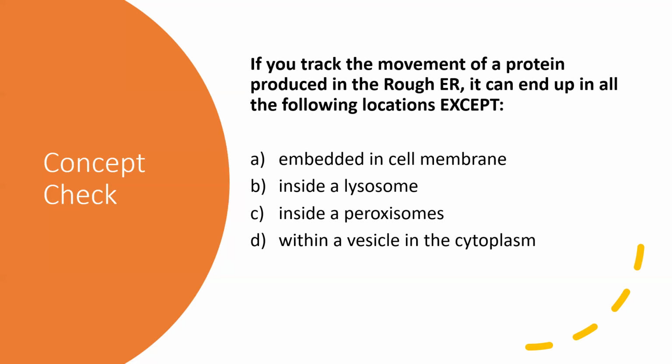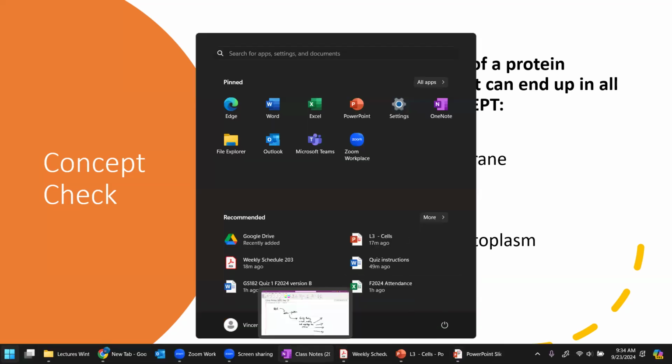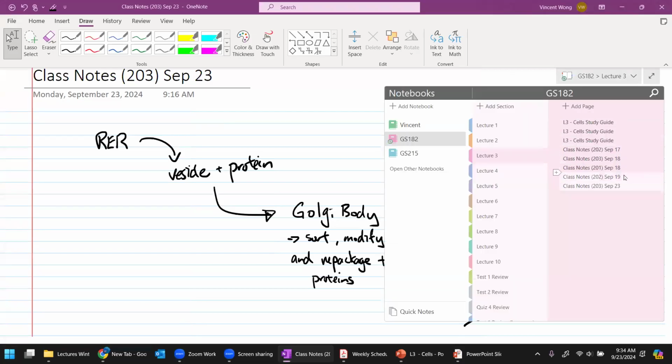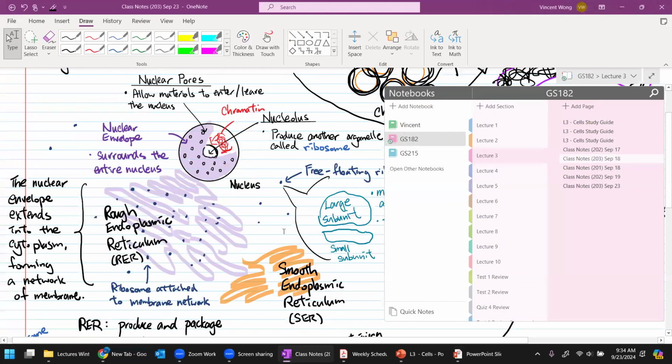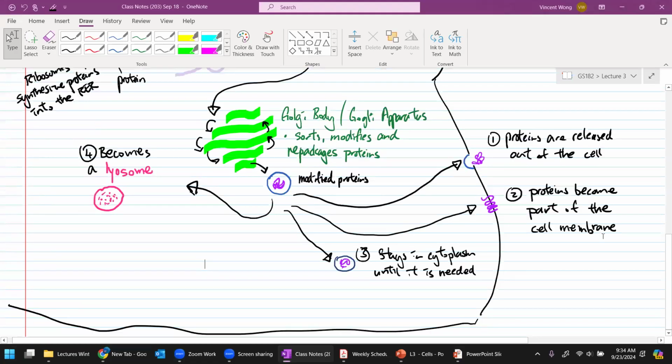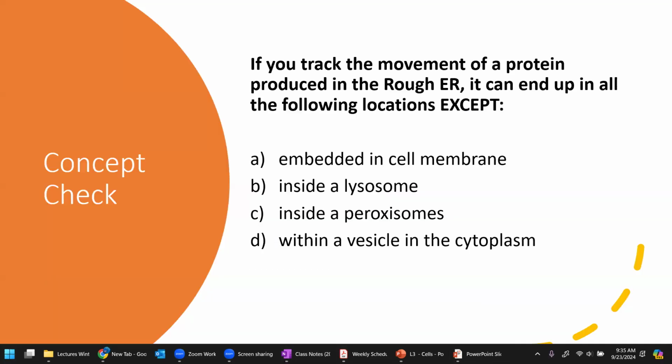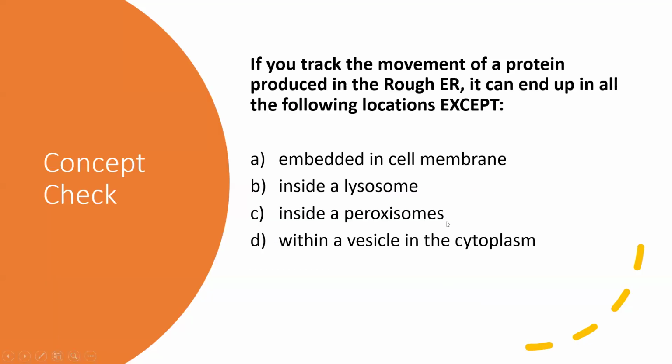So if you track the movement of the protein produced from the rough ER, where is it going to end up? Well, if we look at the notes we took last time, the notes are posted online. So if you don't have them, you can download and copy them. It can be released out of the cell. It can become part of the cell membrane. It can stay in the cytoplasm, or it can become a lysosome, right? All right. So if we look at all the choices here, it is not going to become part of the peroxisome. Peroxisome has nothing to do with the endomembrane system.